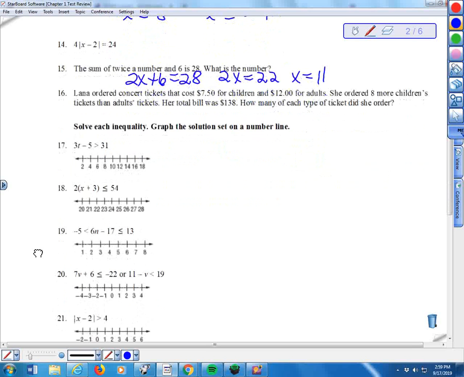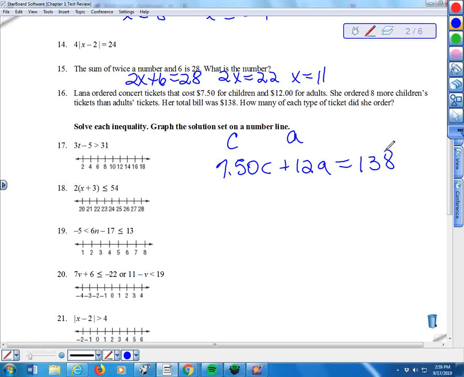Lana ordered concert tickets that cost $7.50 for children and $12 for adults. She ordered 8 more children's tickets than adults. Her total bill was $138. How many of each type did she order? So I'll call the children's tickets C, the adults' tickets A, and I know $7.50 times the number of children tickets I sell plus $12 times the number of adult tickets I sell equals $138.